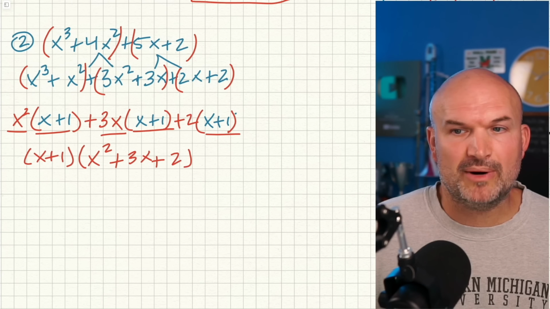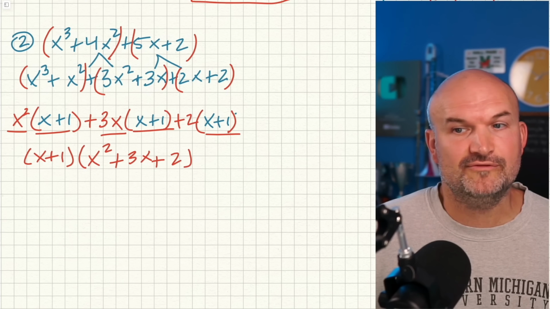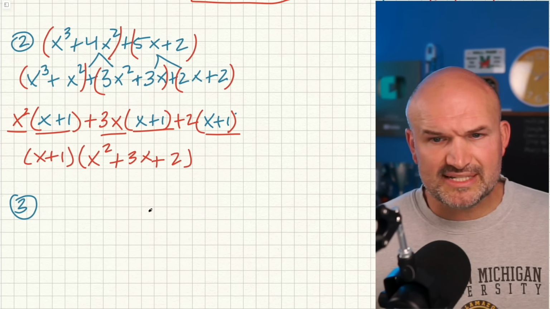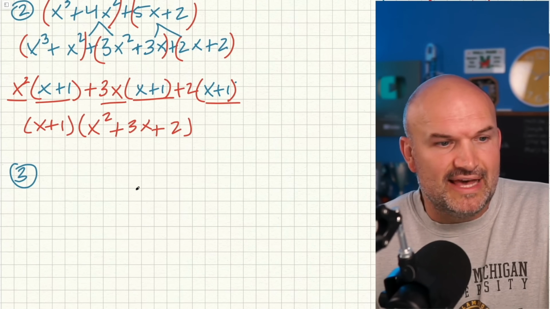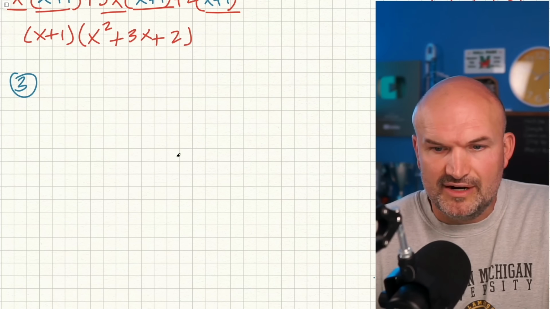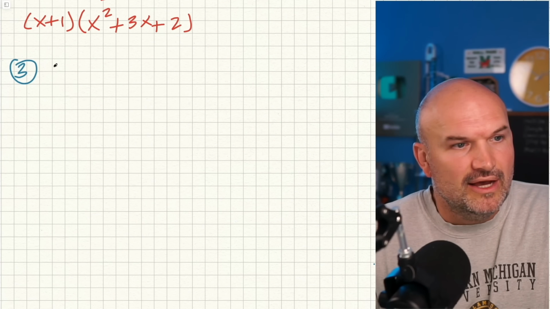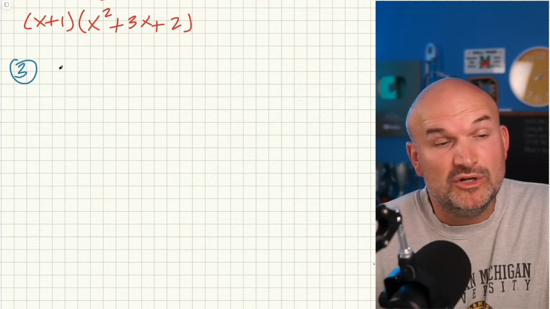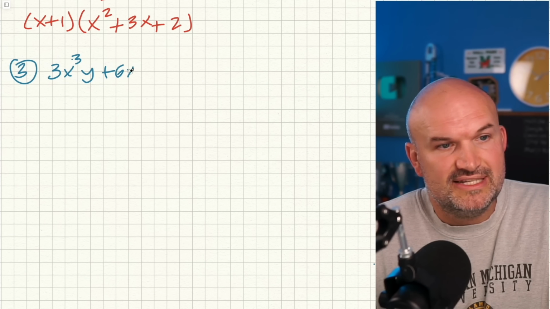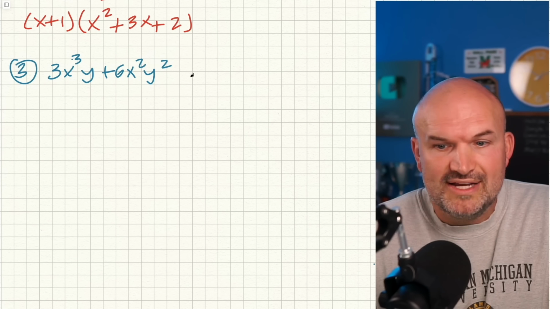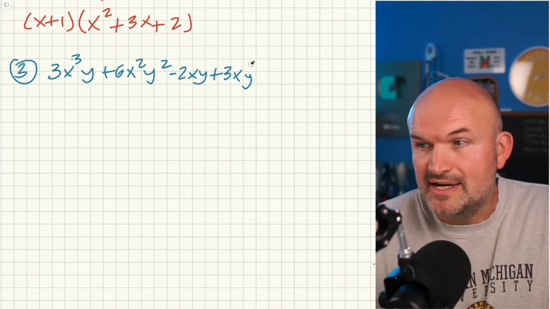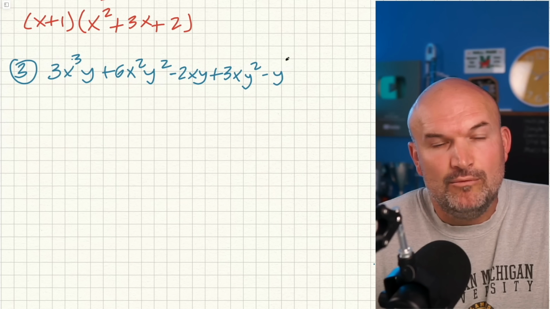Now, there's another type of problem that students sometimes will get confused on, and it refers to factoring by grouping, but it's going to be something a little bit different than these 2 examples that I covered. This problem is going to be when we have multiple variables. So it'd be something like this: 3x cubed y plus 6x squared y squared minus 2xy plus 3xy squared minus y cubed.